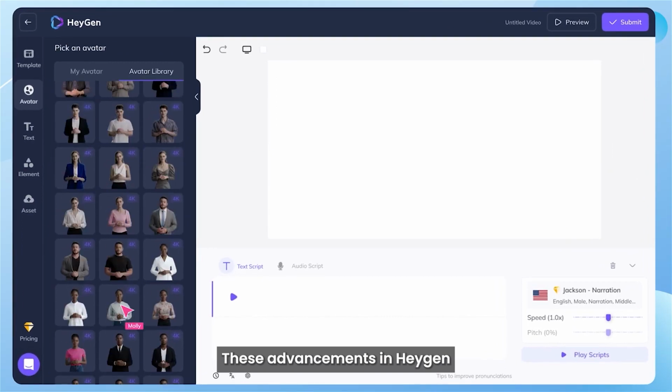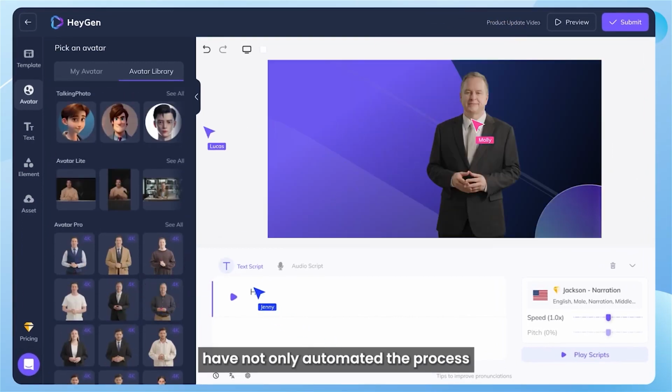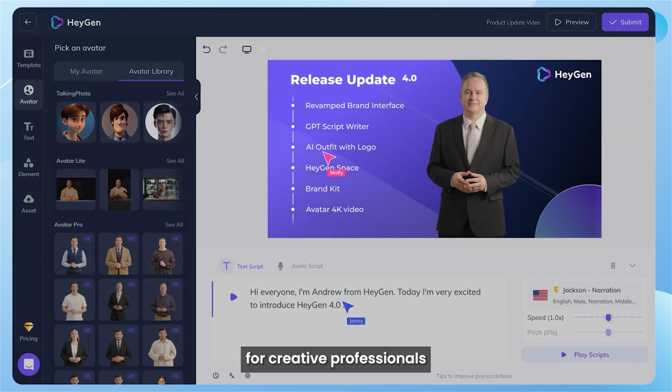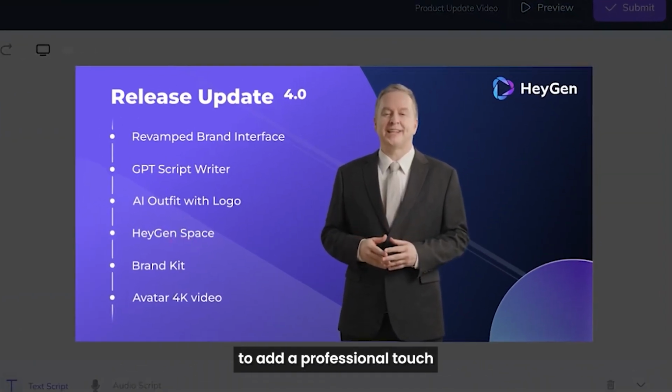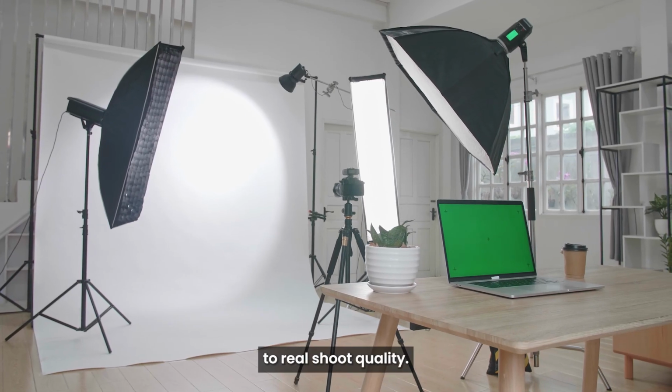These advancements in HeyGen have not only automated the process, but also opened doors for creative professionals to add a professional touch and make it very close to real shoot quality.